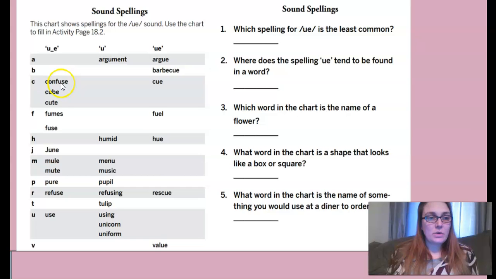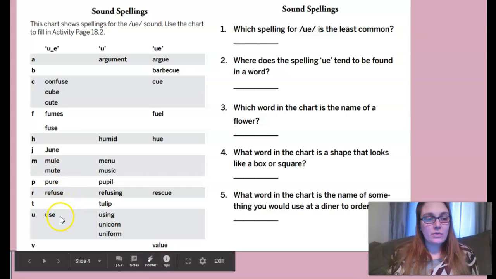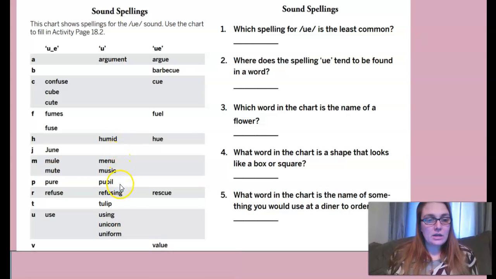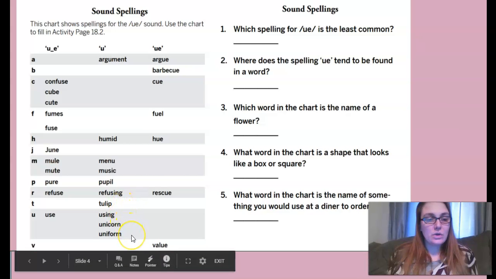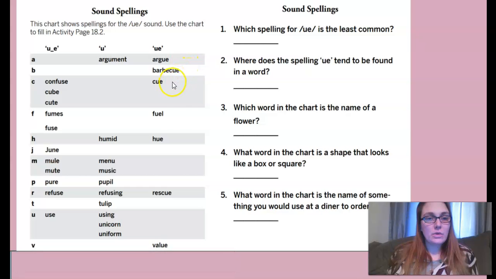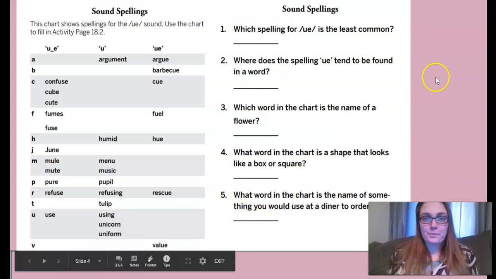The U space E words: confuse, cube, cute, fumes, fuse, June, mule, mute, pure, refuse, and use. U words: argument, humid, menu, music, pupil, refusing, tulip, using, unicorn, and uniform. And UE words: argue, barbecue, cue, fuel, hue, rescue, and value.